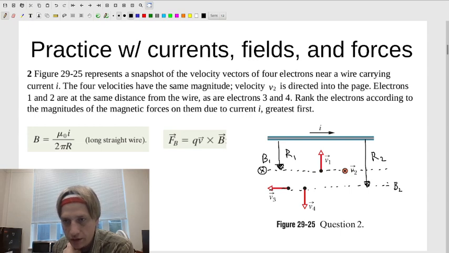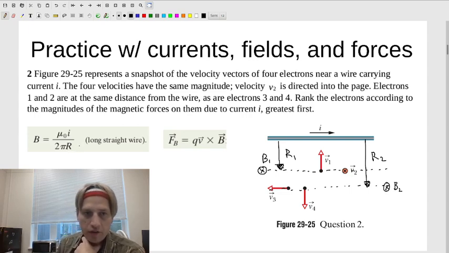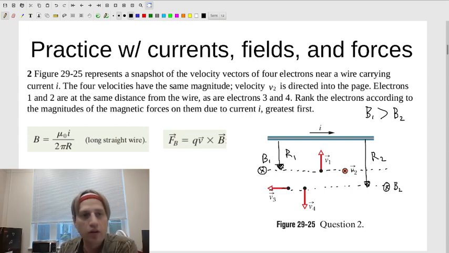again just pointing into the page, but our expression for the magnetic field strength around a wire said that it depends on r. So the farther away from my line of current I go, the weaker my magnetic field strength gets. In this case, my B1 is closer to the wire, so B1 has a magnitude that's bigger than that of B2.